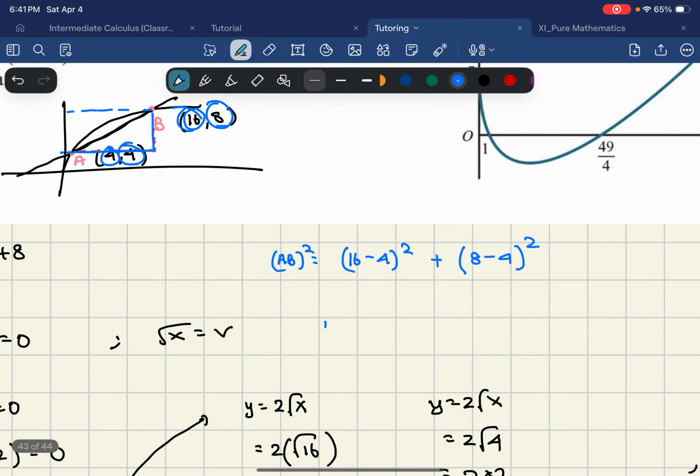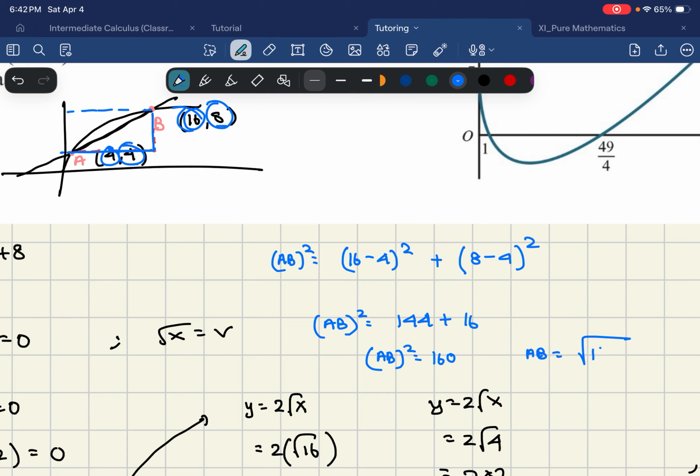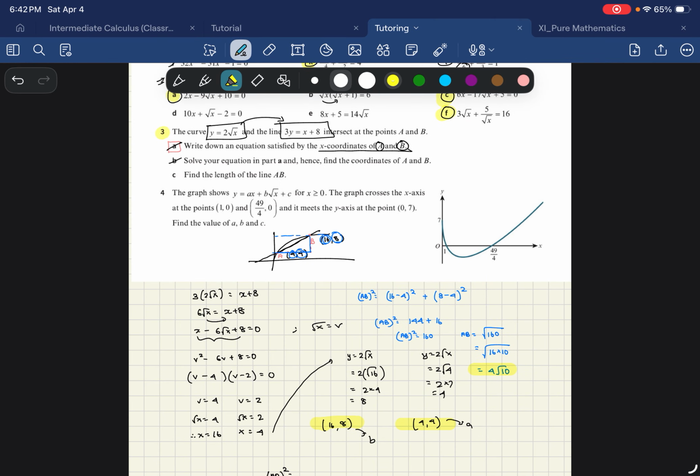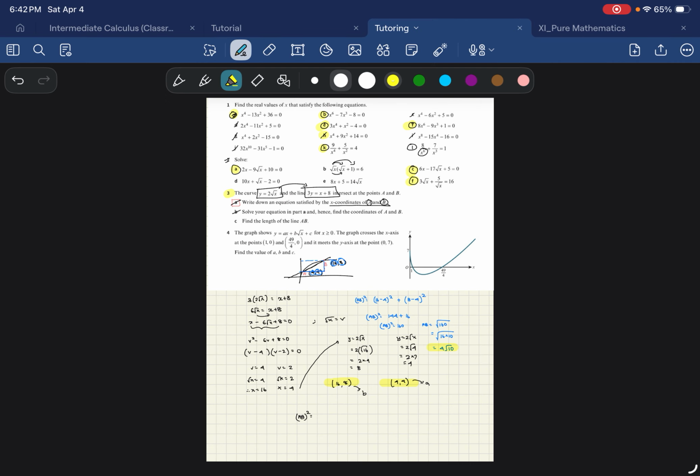c squared. All right, AB whole squared is 12 squared, which is 144, plus 16. So AB squared is equal to 160. AB is equal to 4 square root of 10, I believe. Yeah. So how did I get this? Well, square root of 160, square root of 16 times 10, and this gives me 4 square root of 10. So that is your answer to part C, 4 square root of 10. All right. So we have found the length of AB.